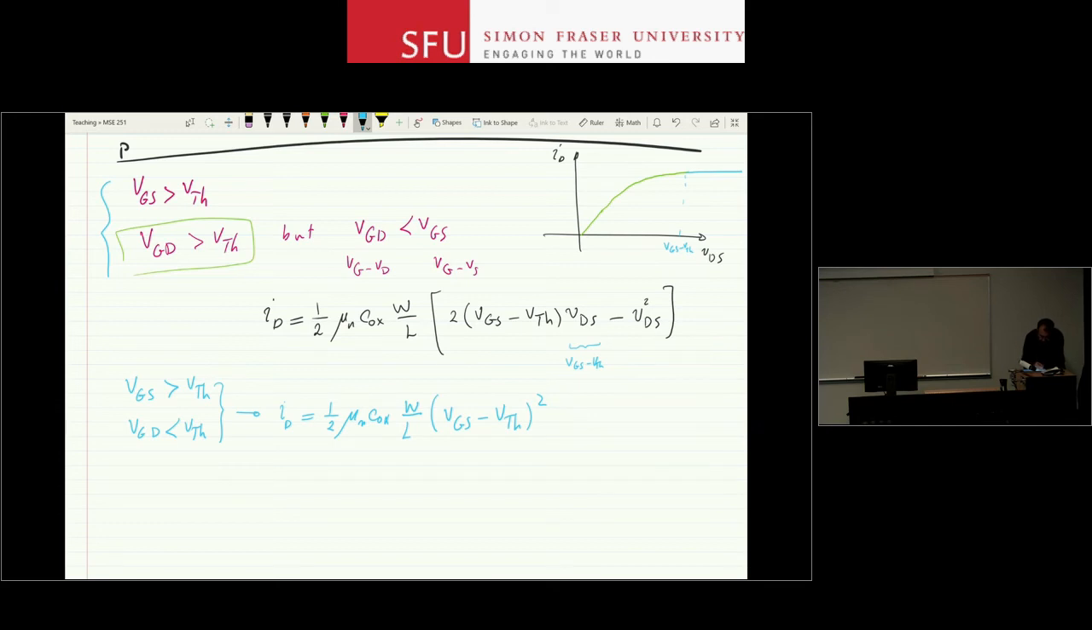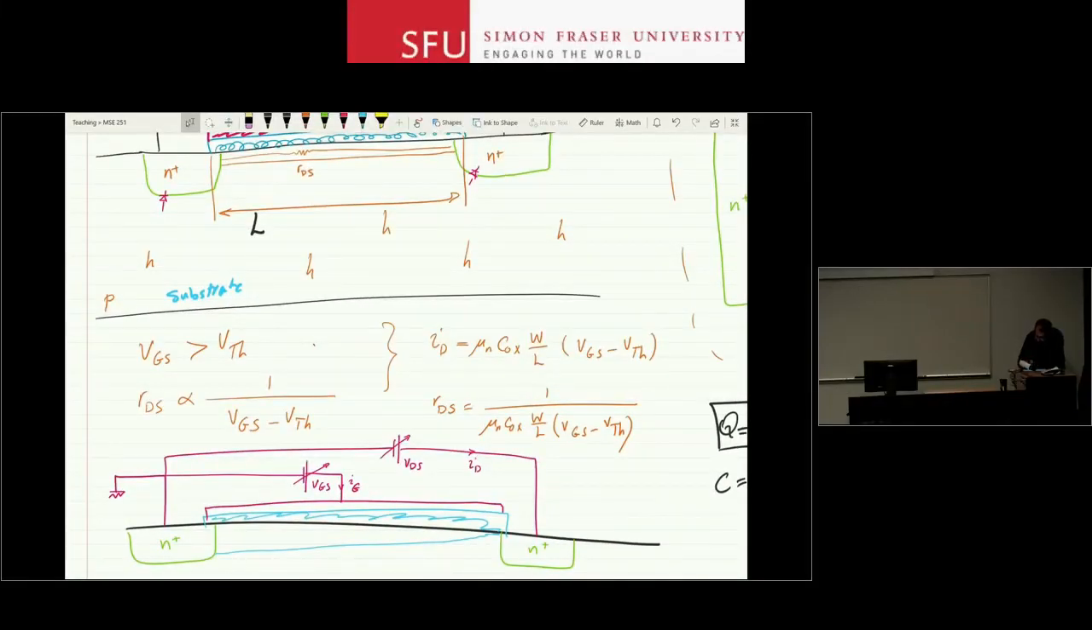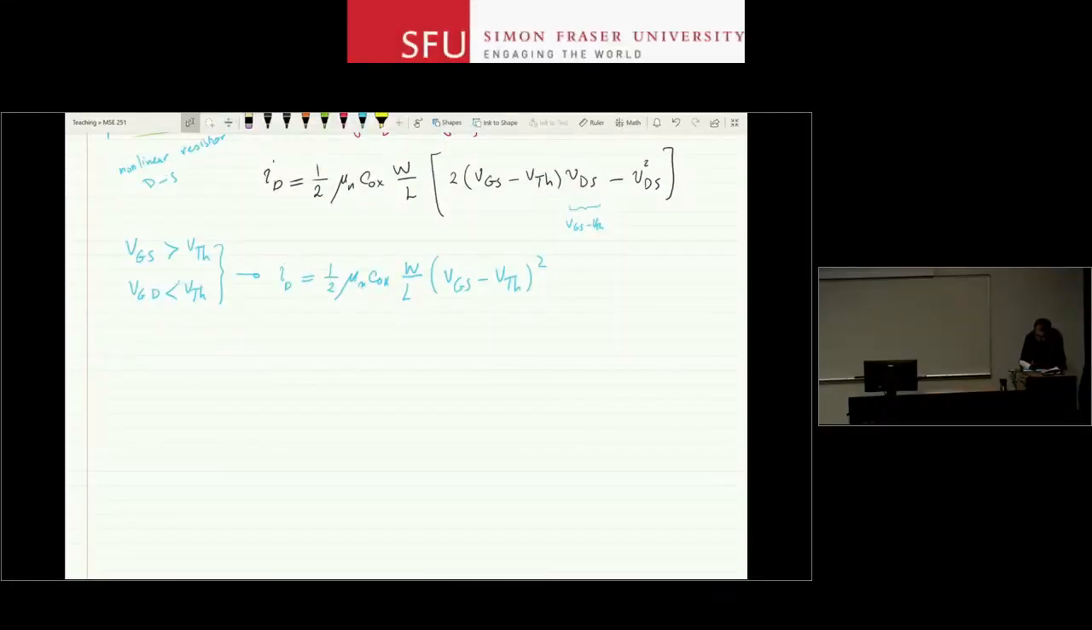So in here I had a nonlinear resistor between the drain and source, right? In the beginning I had the linear resistor, for very small VDS values between drain and source. And now I have a current source whose value is given by this. Notice that it doesn't depend on VDS. So I have a current source.